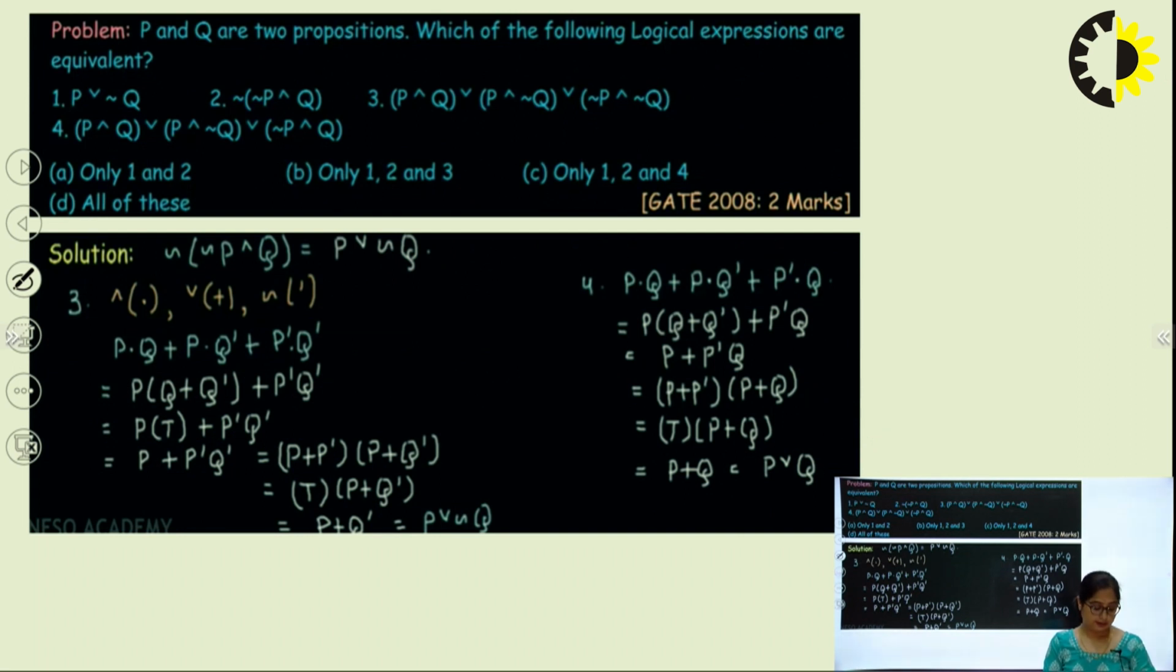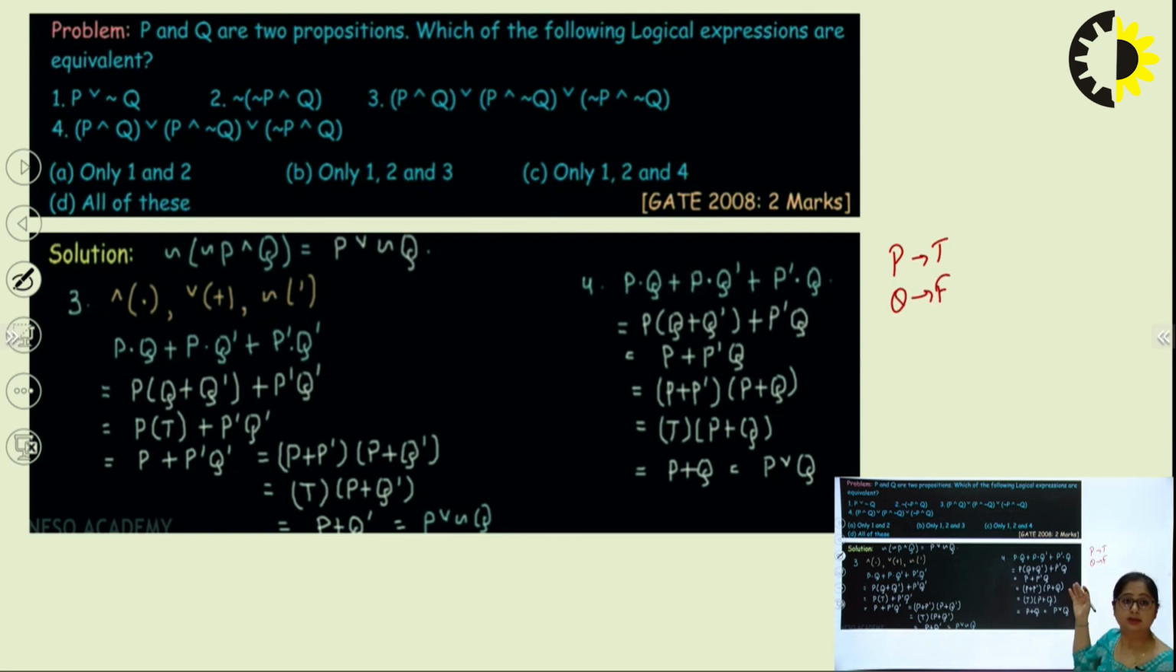Okay, so here some problems we got. P and Q are propositions. Which of the following logical expressions are equivalent or not? You have to solve. Here we have taken four statements, and you have to check whether these are true or false. We have taken initially the P value equal to true and the Q value equal to false.